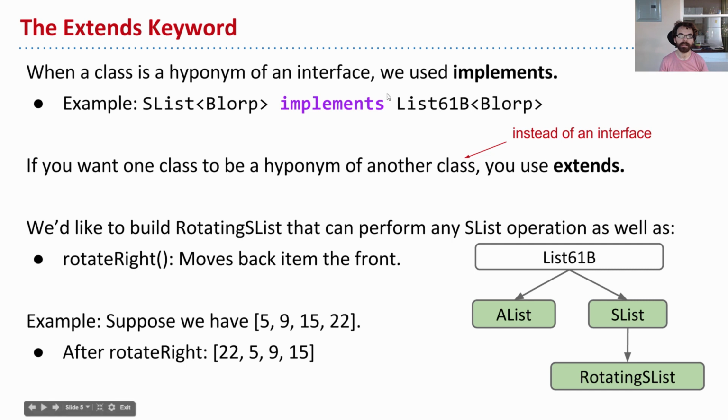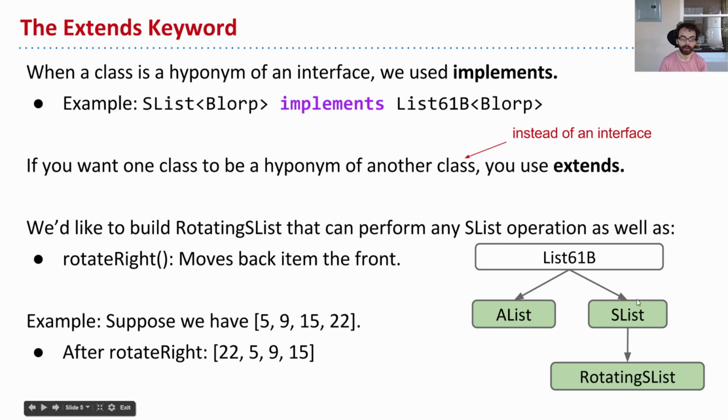Before, when we had a class that was a hyponym of an interface, for example, SLList versus List61B, we used the implements keyword to say, by the way, an SLList is a List61B, and therefore it inherits all of the interface of List61B and any default methods. Now, if instead you want to create a class which is a hyponym of another class instead of an interface, you use extends. Okay, so if white here represents interfaces and green is actual classes, then extends is what we're going to use to say that this thing is a subclass of SLList.